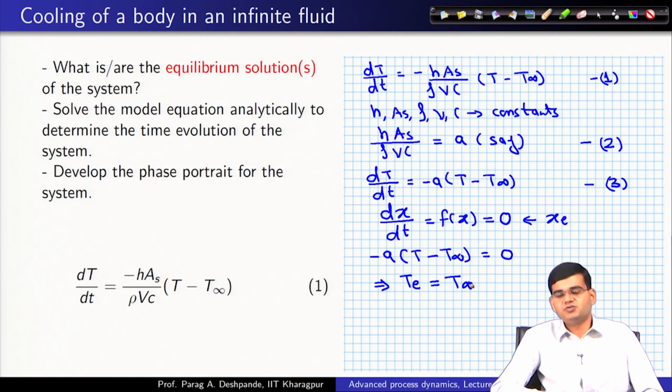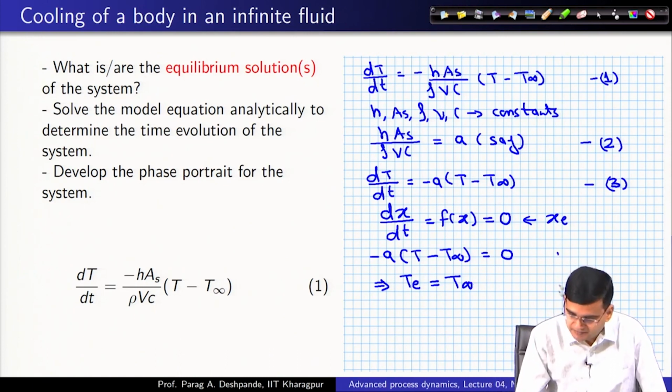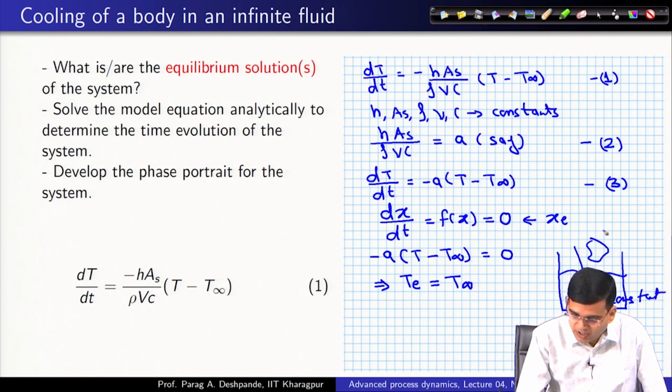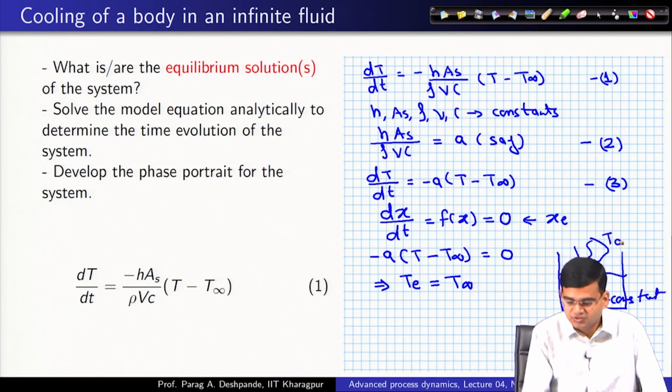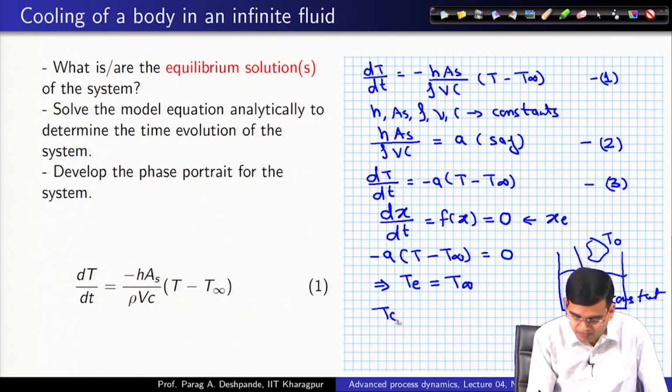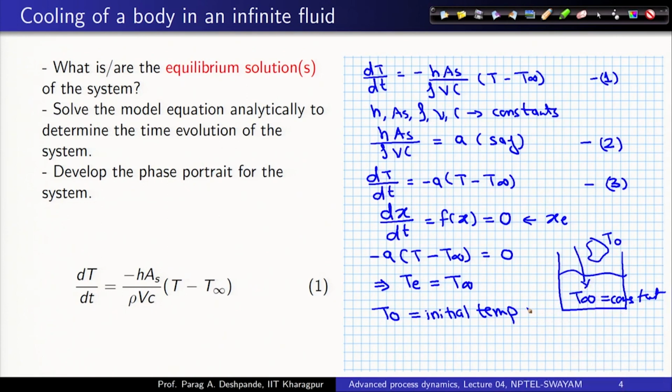So, let us analyze what is going on. You have a body and you have dropped that body in the reservoir. The reservoir temperature is maintained constant and you allow the temperature of the body to change. Okay. So, the temperature of the body changes from T 0, which is the initial temperature of the body, to some temperature, right.